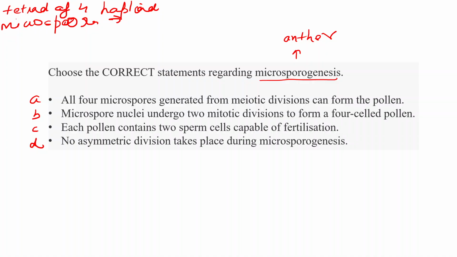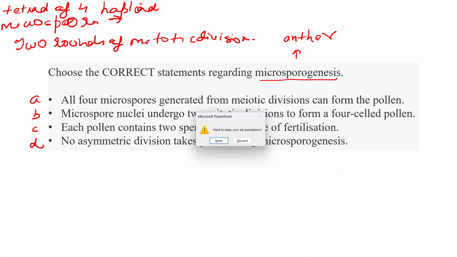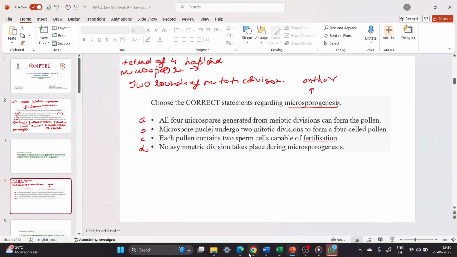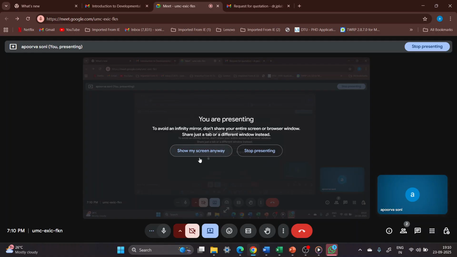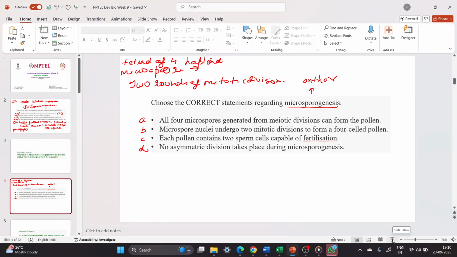So each microspore undergoes two rounds of mitotic divisions. There were three rounds in megasporogenesis; in microsporogenesis, there are two rounds of mitotic divisions.